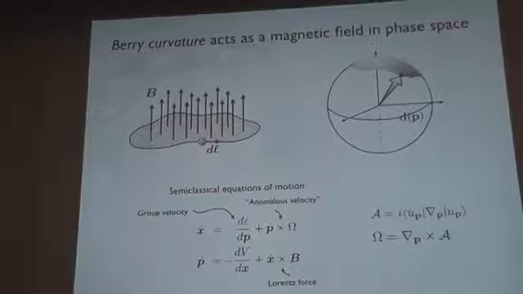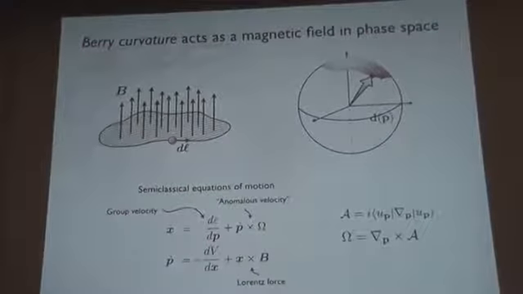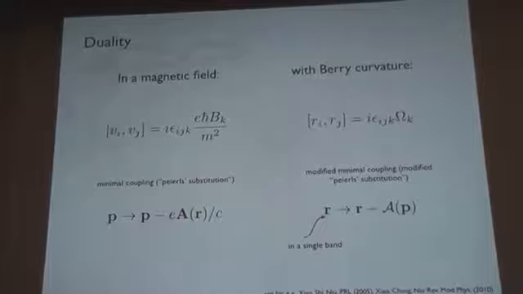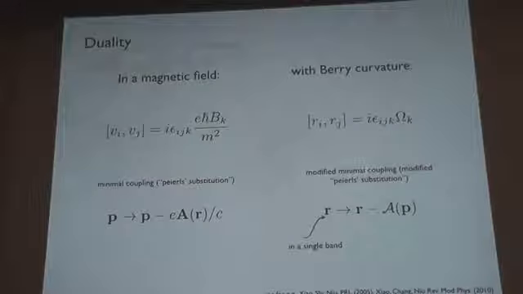But does this duality extend further? It actually does. In a magnetic field, your velocities don't commute anymore. Your Vx and Vy don't commute, and I can relate that to my magnetic field applied in the z direction. I can see this by minimal coupling, or Peierls substitution, where P goes to P minus eA over c, where A is the vector potential that we're familiar with from Maxwell's equations.